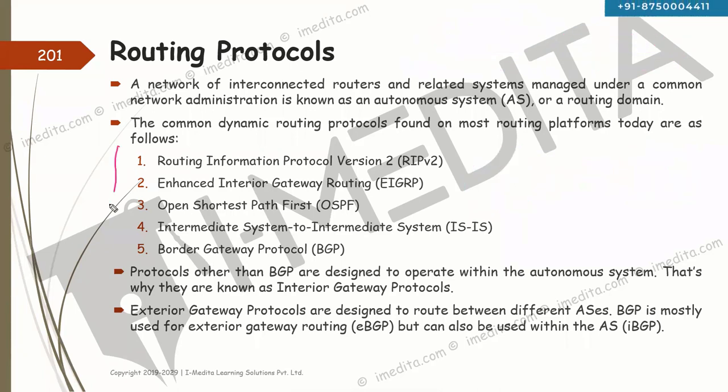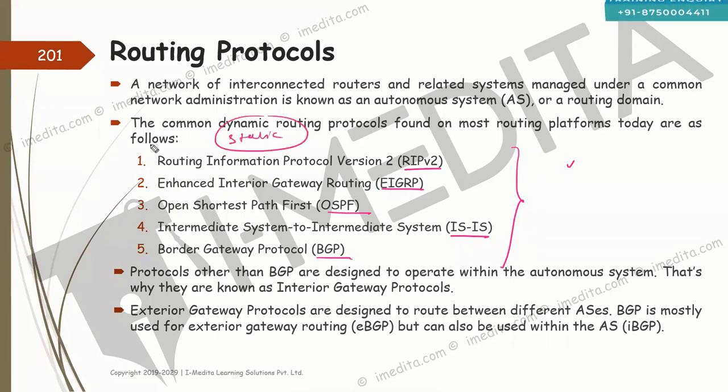And these are very commonly utilized protocols that we use to perform the routing, intra or inter autonomous system. RIP, routing information protocol, EIGRP, OSPF, ISIS, BGP. These are a few protocols that we can use to perform routing within and in between the autonomous system. Apart from that, we also have the static routing.